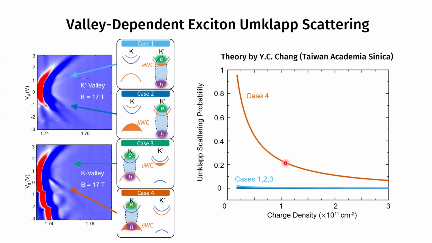And these Umklapp scattering probabilities match our experiments very well, in that case 4's scattering probability is consistently larger than the next nearest case. And the remaining 3 cases here are very similar in scattering strength and significantly lower than case 4.